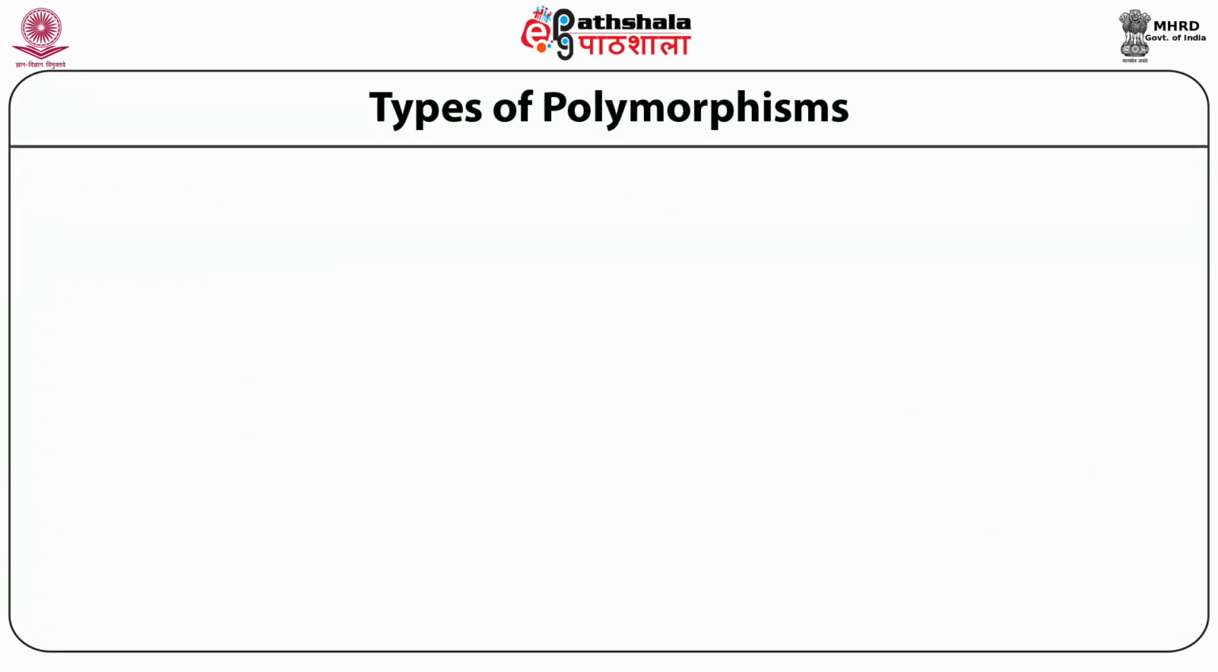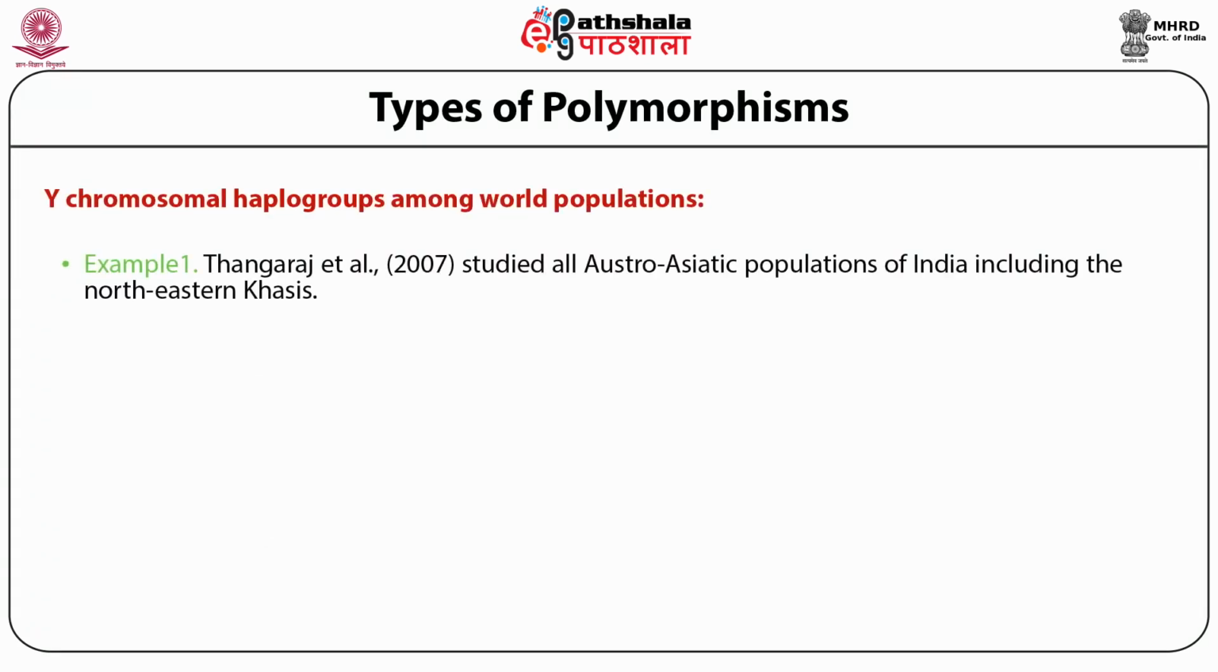Now we take the first example as reported by Thangaraj et al. 2007. They studied all Austroasiatic populations of India, including the Northeast Khasis.